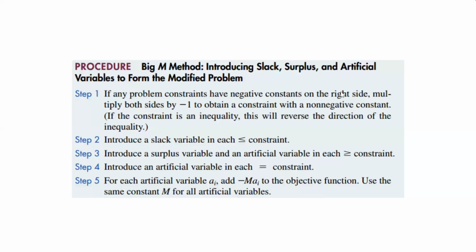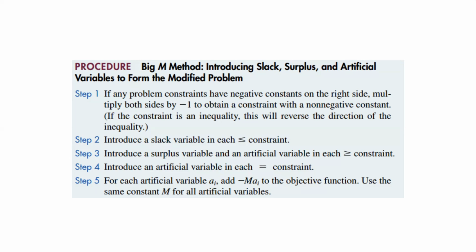All right, so what is the actual procedure for the Big M method? Well, we're going to introduce slack variables, surplus variables, and artificial variables to form our modified problem. So if any problem constraints have negative constants on their right side, multiply both sides by -1 to obtain a constraint with a non-negative constant.